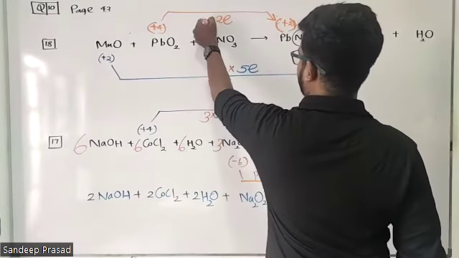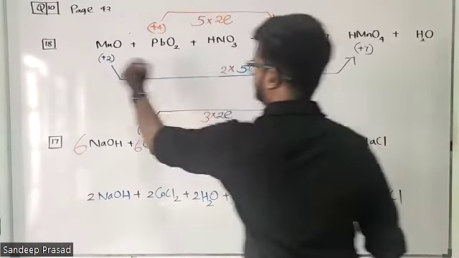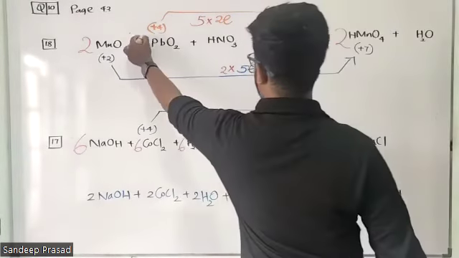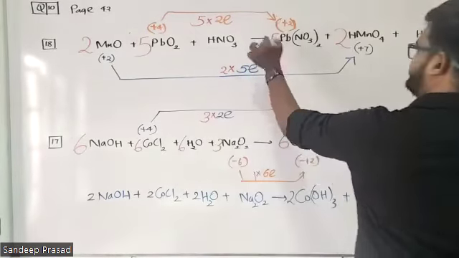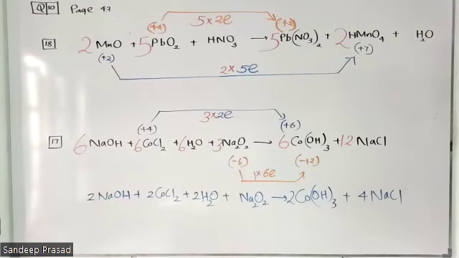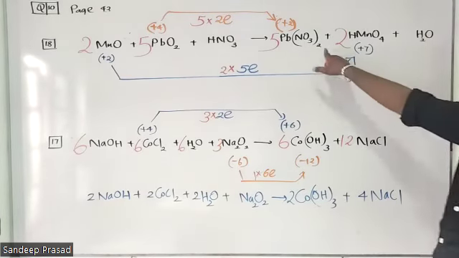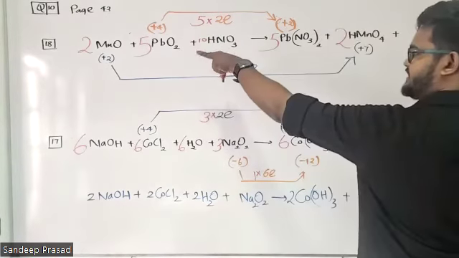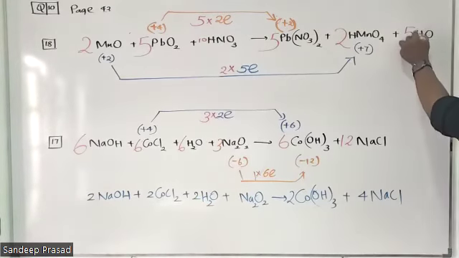So 2 here, put 2 here, put 5 here. And you can see that nitrogen atoms here, 10. How many hydrogens are there on the left hand side? 10. So there are 5.